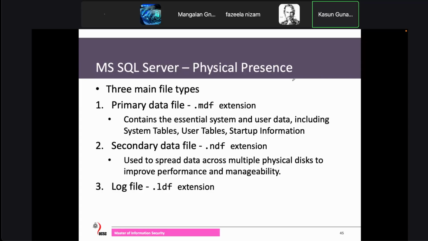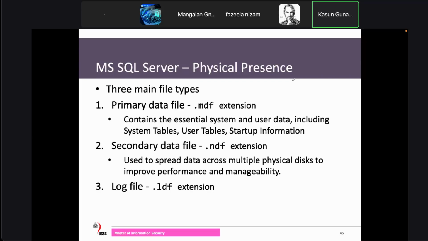So there will be a single primary data file. It is the point of origination. It is the reference point, the starting point for the entire database. Therefore, there must be a minimum of one primary file with every installed database.